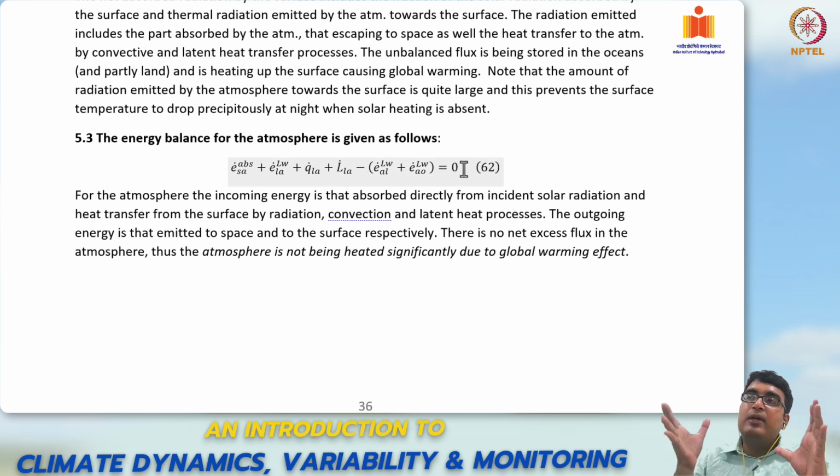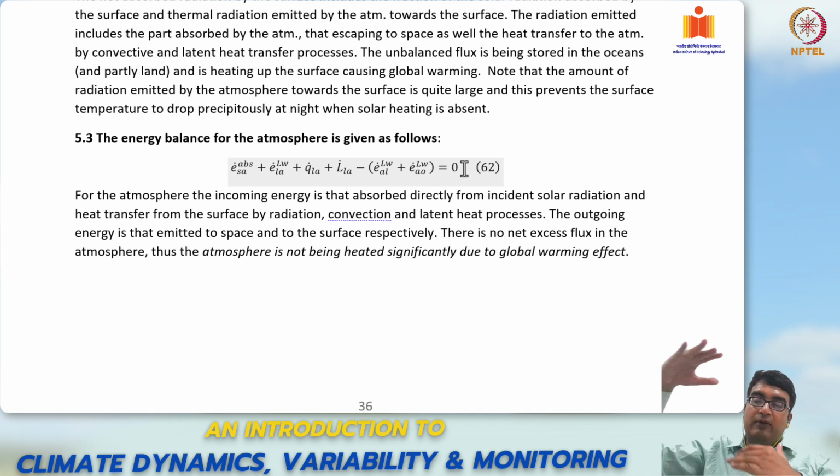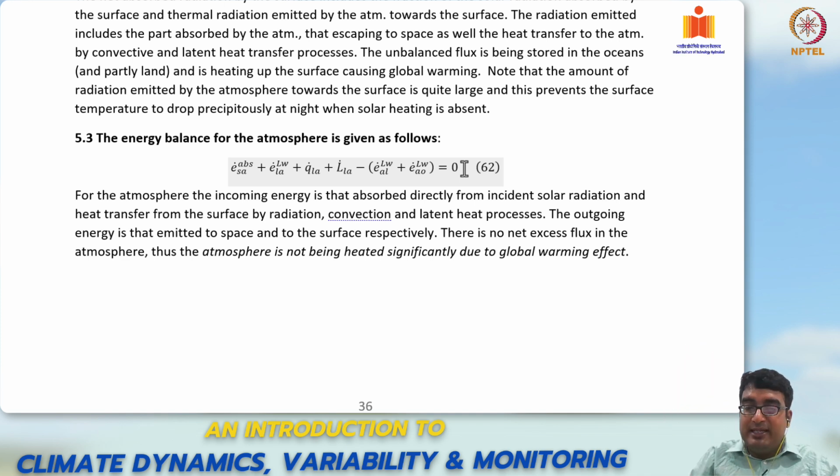So the atmosphere is more or less in thermal equilibrium. It is not heating up or cooling down if you take the entire thickness of the atmosphere significantly. The entire unbalanced heat term is basically heating the land area and the ocean surface area mostly. The atmosphere heat budget is almost in thermal equilibrium and it is equal to 0.